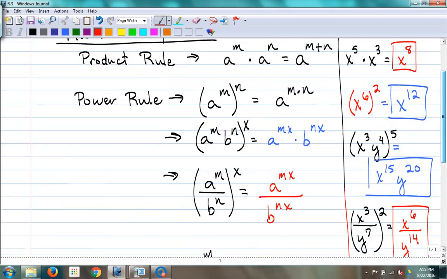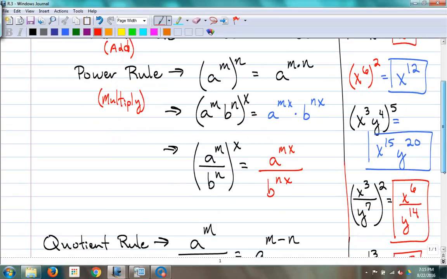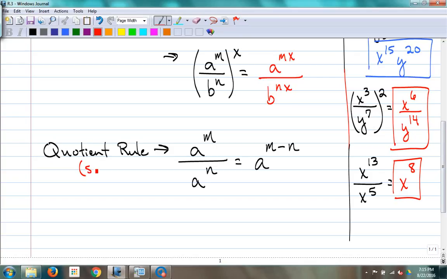Well, just know that the product rule, you're going to add. So for product, you could write add there. The power rule, you can write multiply. Yeah, that would definitely be helpful in knowing that. And the quotient rule, I'd subtract. That can definitely help you remember those rules as you go along.